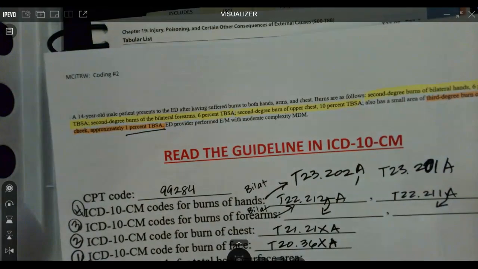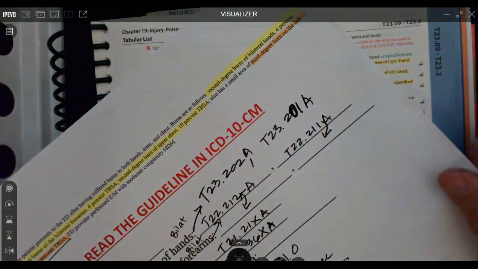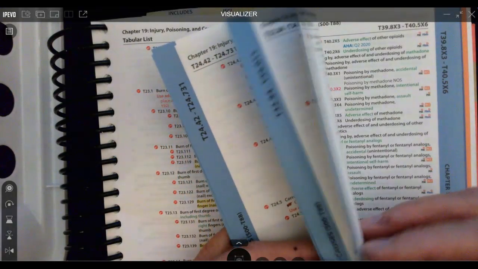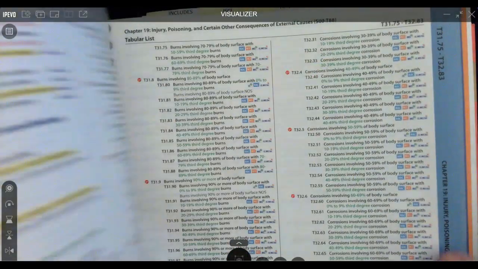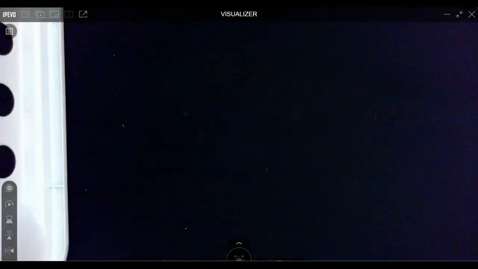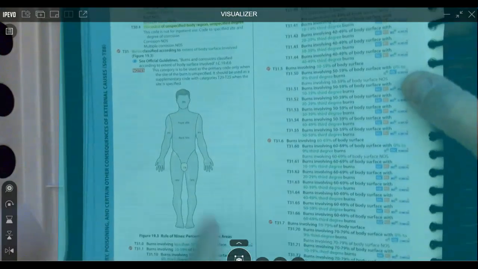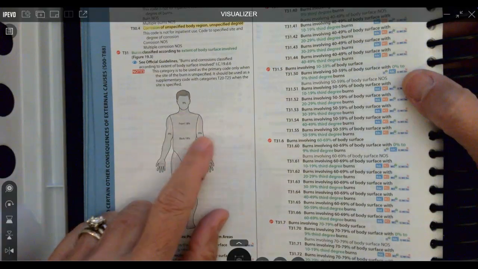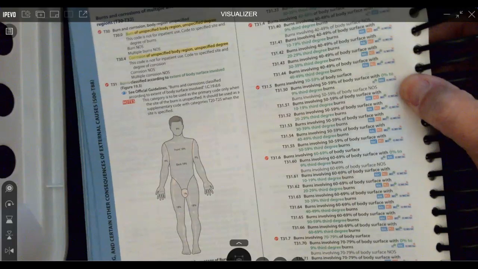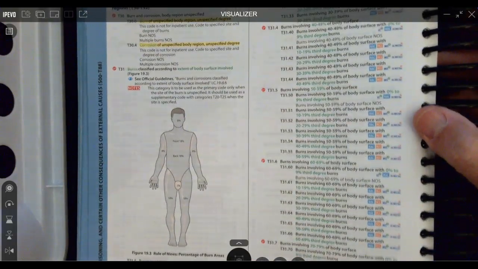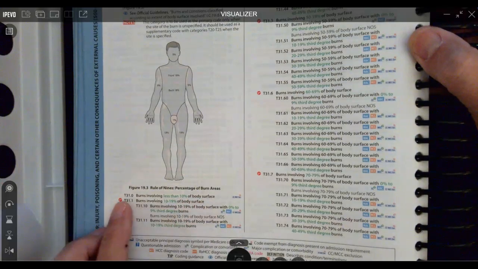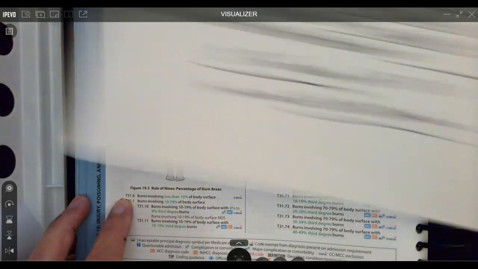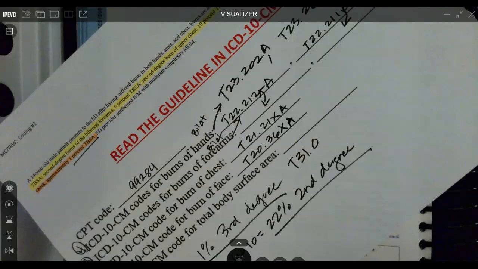Okay, and then we have to do that total body surface area, T31.0. Let's go to T31.0. Oh, here it is. I want to show you this too before we look at T31. Here is that rule of 9's outline. This is what was outlined in the guideline, how they come up with the percentages. Okay, so then T31.0, burns involving less than 10% of body surface, and notice there is no bubble here, so this is actually the code that we're going to use. So let's put T31.0.